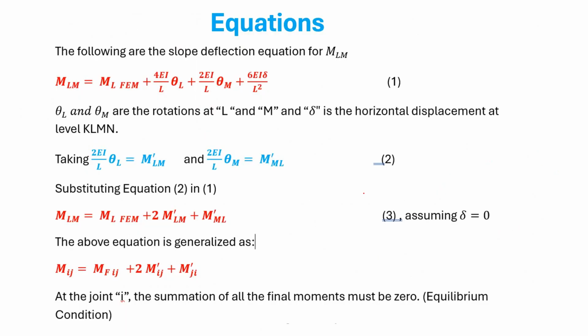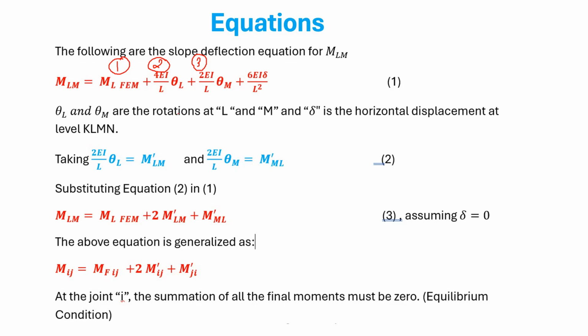Now we will recall the slope deflection equation here. You can see the final moment, as I told you: this is the first part, the fixed end moment. This is the second part, the moment due to rotation contribution of the near end, and this is the third part, the moment due to rotation contribution of the far end. So near end is L and far end is M. So M LM equals fixed end moment at L plus 4EI by L into theta L plus 2EI by L into theta M plus 6EI delta by L squared.